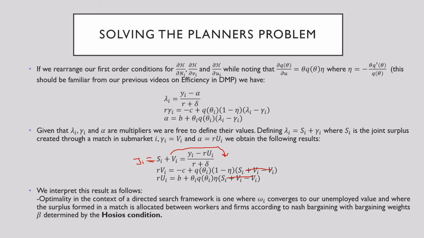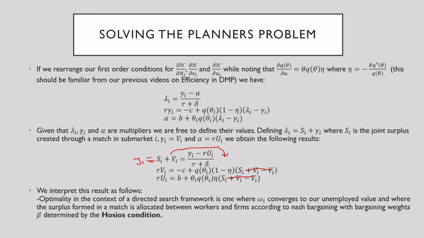So let's think about what exactly this means. We're able to get some similar expression compared to our original framework that we've defined. So optimality in the context of directed search is where our wages in submarkets converge to our unemployed value, because remember right here by R U_i in our planner's filled firm's equation, that's swapped out with R U_i.